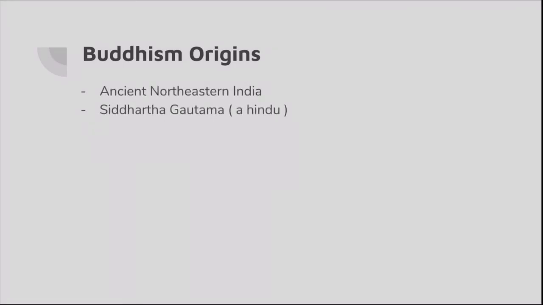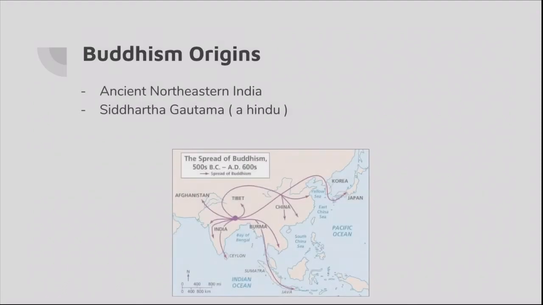Buddhist origins. You can find it in the reading, but basically it's ancient northeastern India founded by Gautama, who was actually born a Hindu. Thus, you can find similarities between Hinduism and Buddhism. Now, I won't get too into detail because the story is quite long.